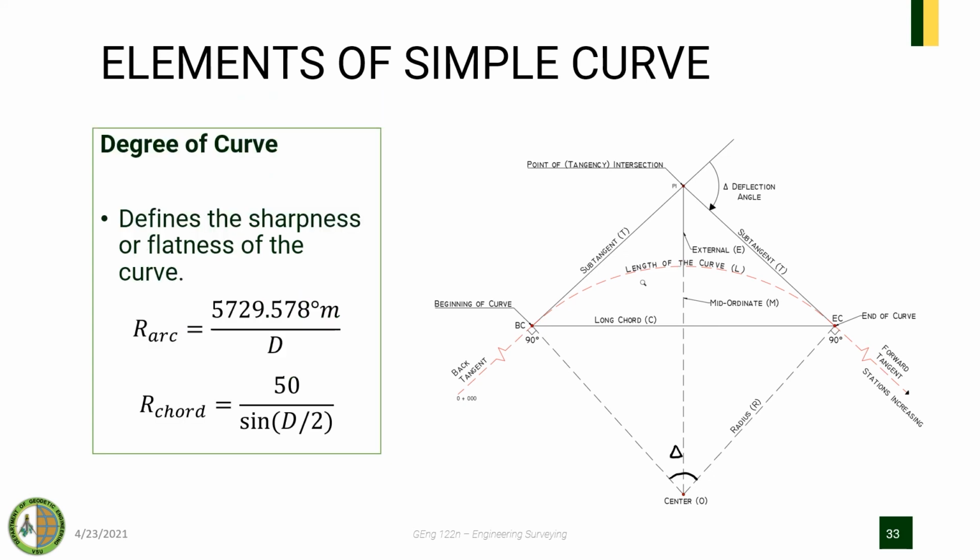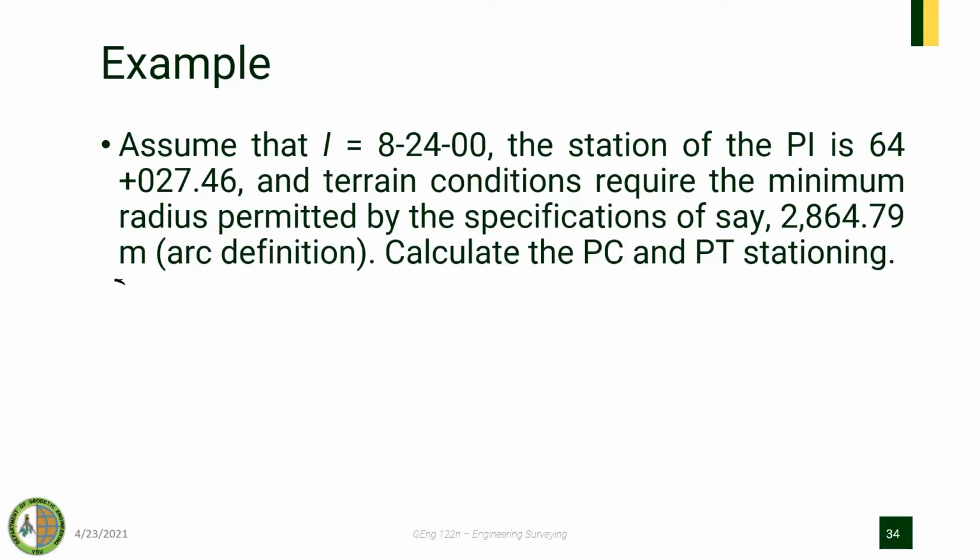So we have an example. Let's assume that we have a central angle of 8 degrees and 24 minutes, and the station of PI is 64 plus 027.46. The terrain conditions require the minimum radius permitted by the specifications of, say, 2864.79 meters by arc definition. We are asked to calculate station PC and station PT.